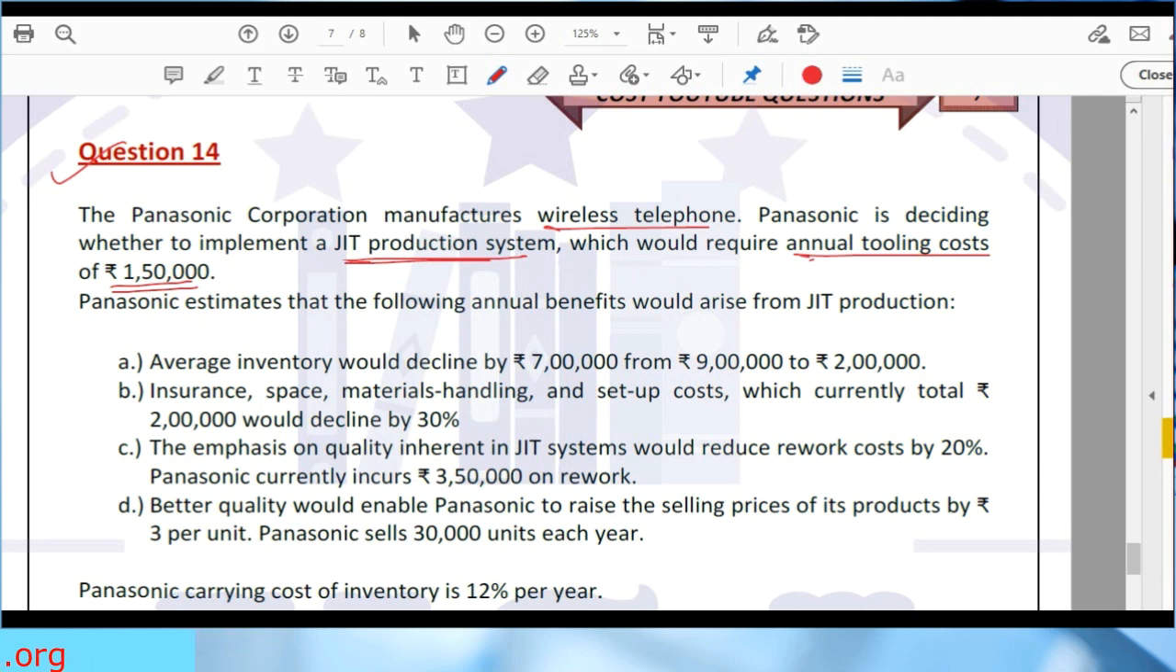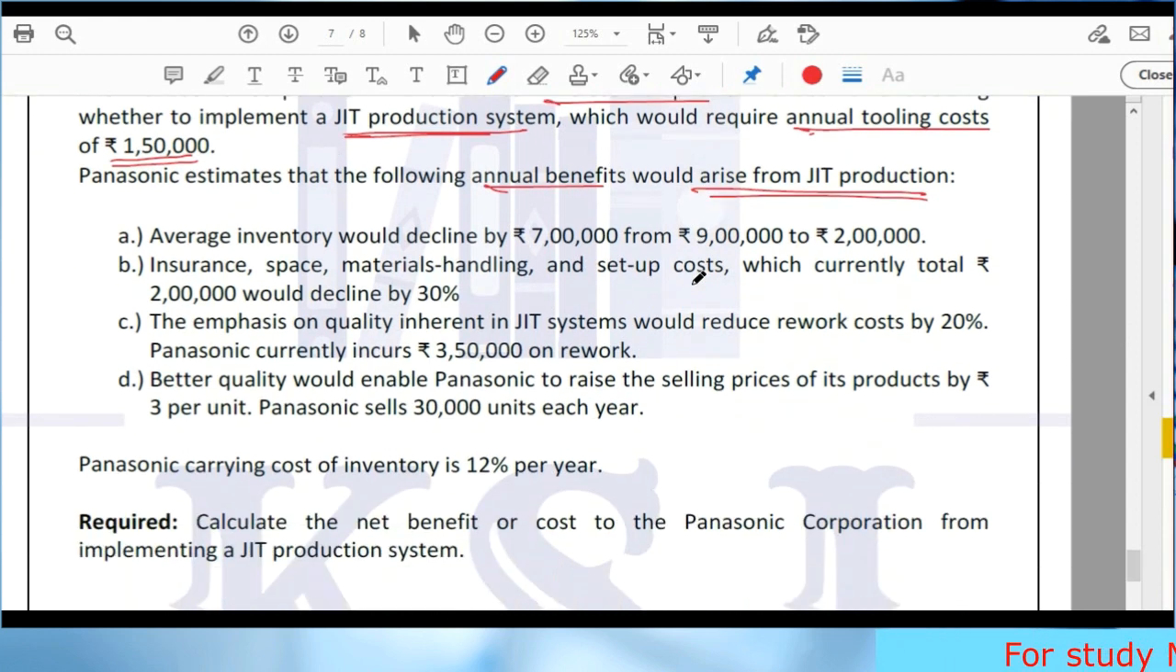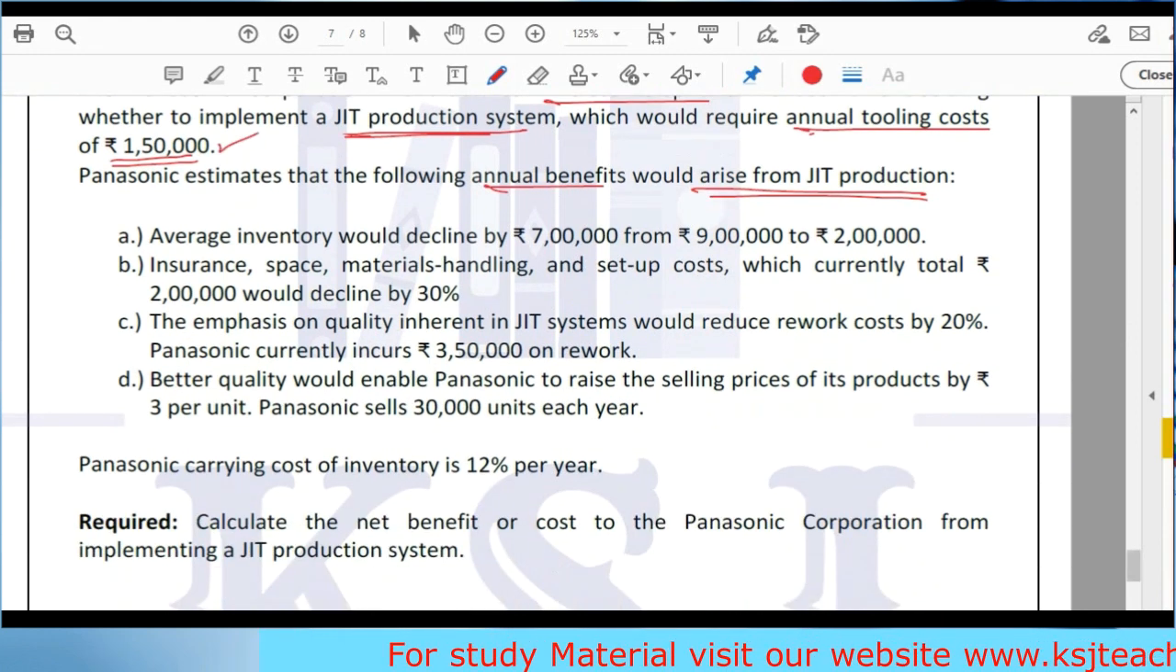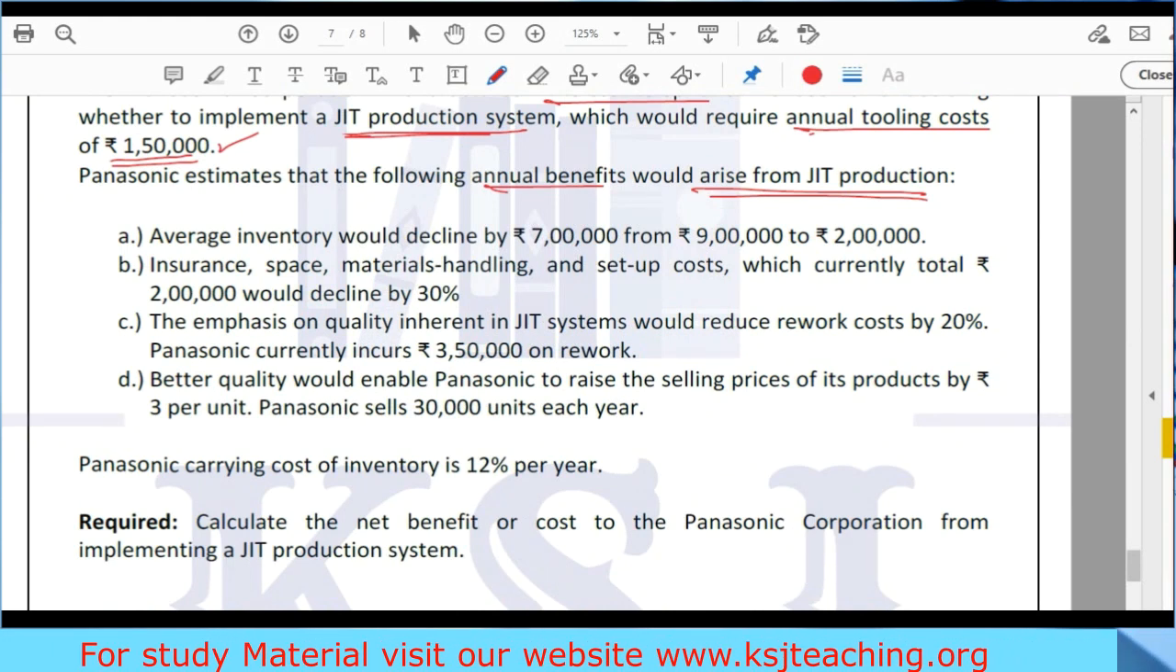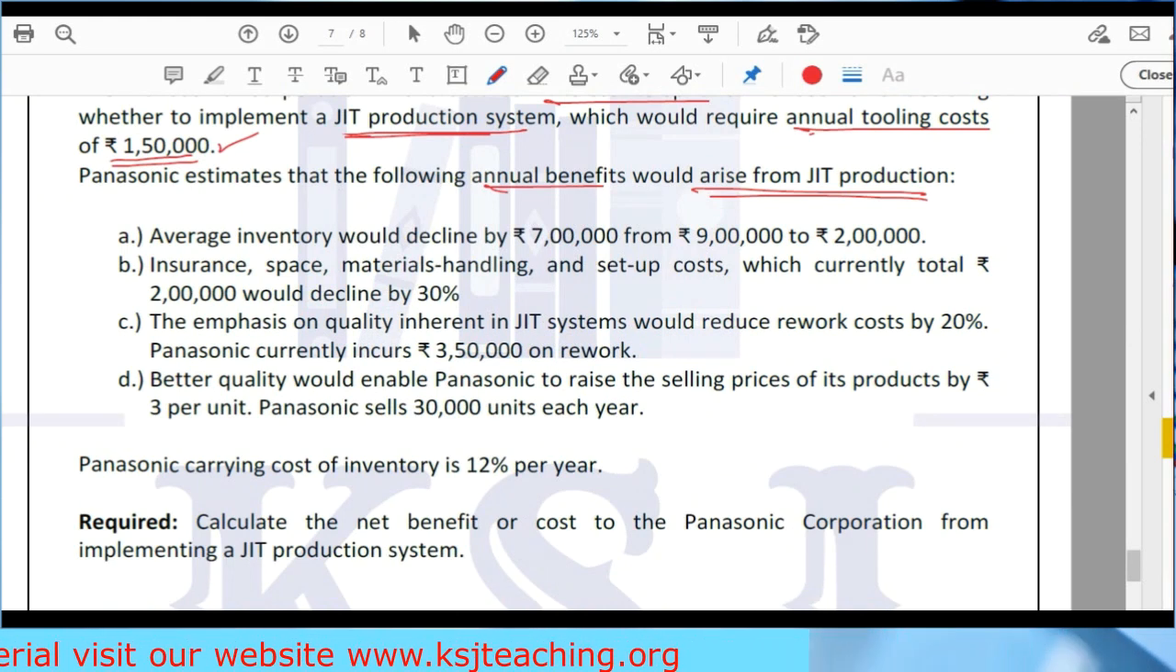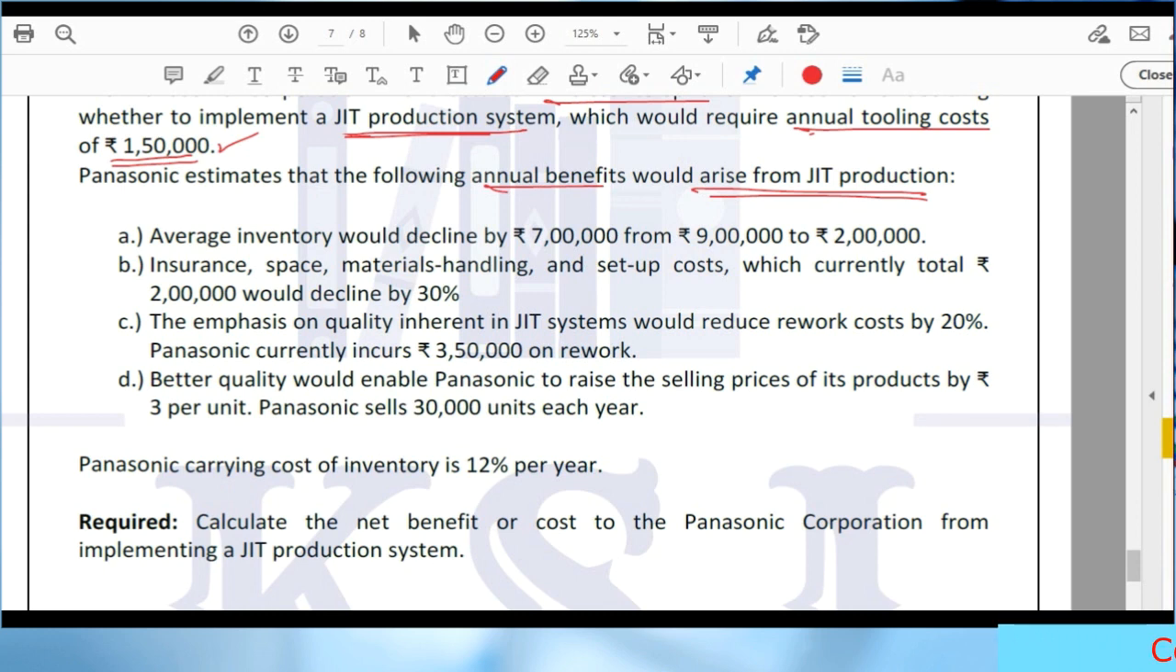Panasonic estimates that the following annual benefits would arise from JIT production. The cost is given as 1,50,000. The benefits are as under. The average inventory held would decline by 7 lakh, from 9 lakh to 2 lakh. Right? Average inventory that is being held will decline by 7 lakh rupees.